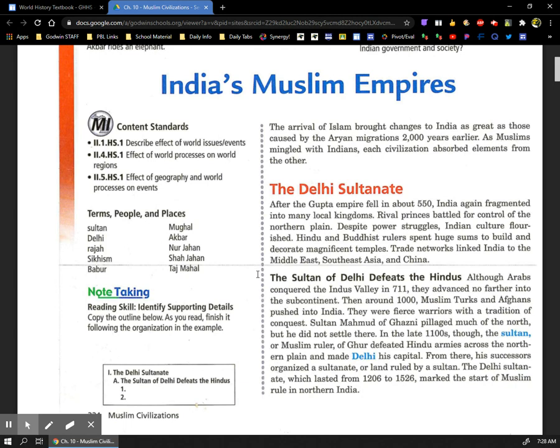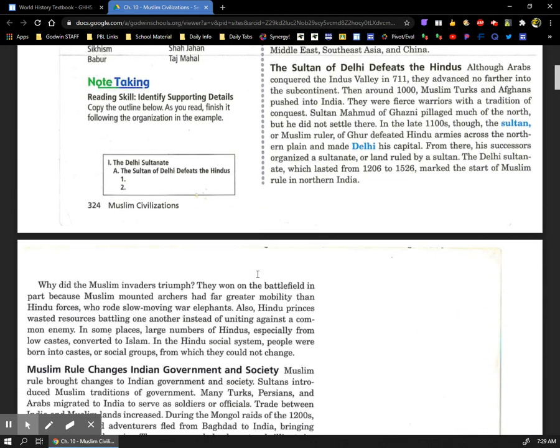In the late 1100s, though, the Sultan, or Muslim ruler, of Gur defeated Hindu armies across the northern plain and made Delhi his capital. From there, his successors organized a sultanate, or land ruled by a sultan. The Delhi Sultanate, which lasted from 1206 to 1526, marked the start of the Muslim rule in the north.